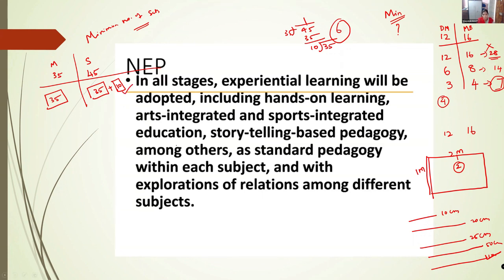So now 35, what can we do? 10 threes are 30. Again, 5 is a remainder. So we can group here 10 notebooks: 10, 10, 10, and we'll be having the 5. Similarly, here 10, 10, 10, 5 will be there. So now what happened? We got the 5 as a remainder.